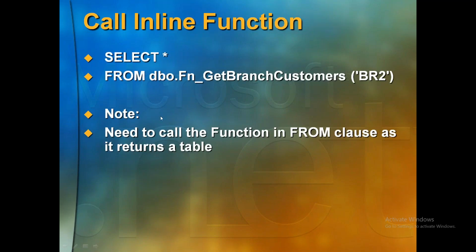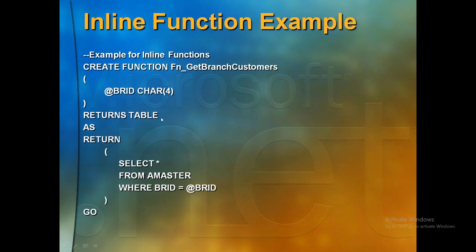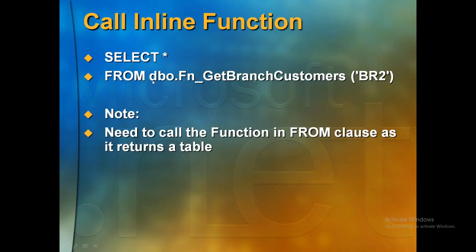So how can we call it? Since it's giving you a table, because I said a table, I need to call this in the from clause. So select star from dbo function name, and I would like to get the BR2 data. Clear? If you want BR1 data, you can also put BR1. So a function can also be called in a from clause. Remember this. A view can also be called in the from clause.